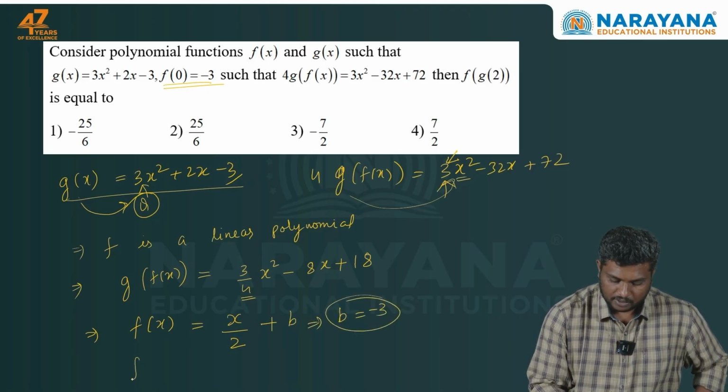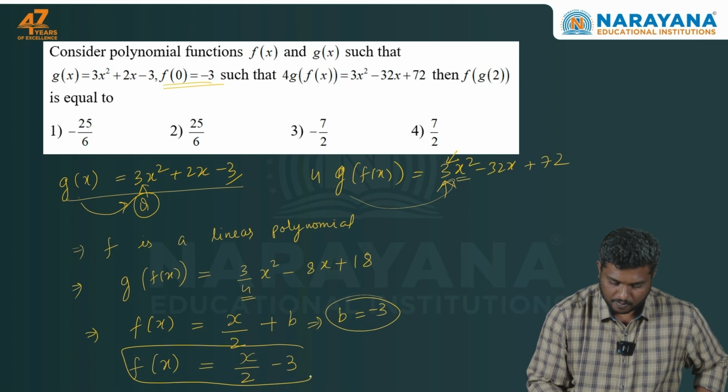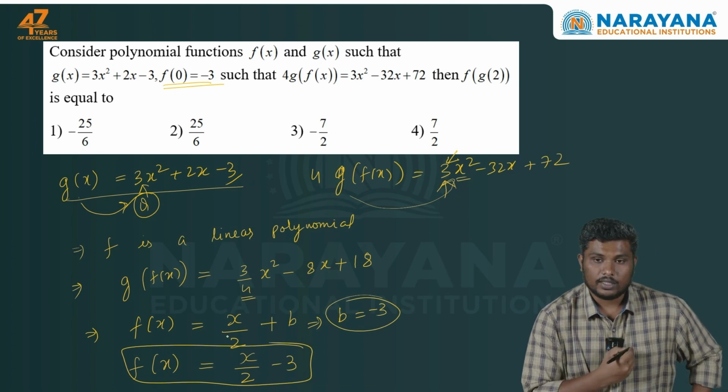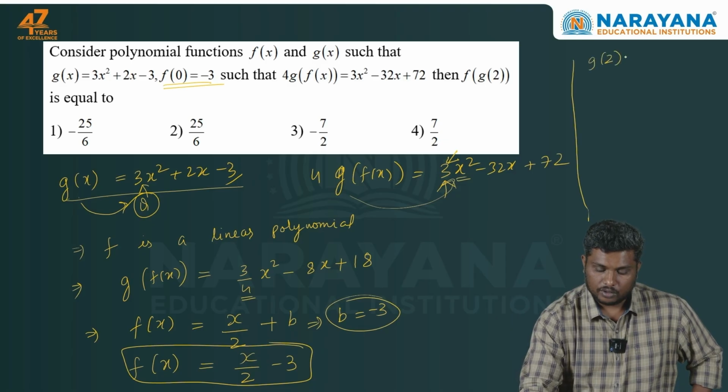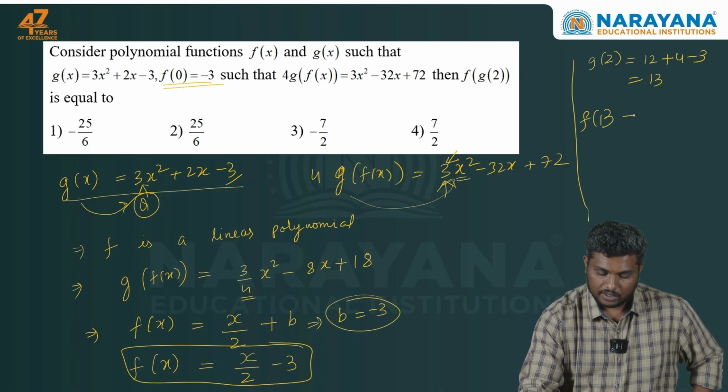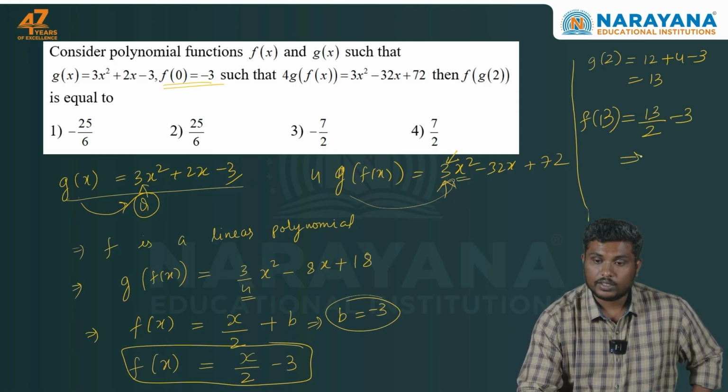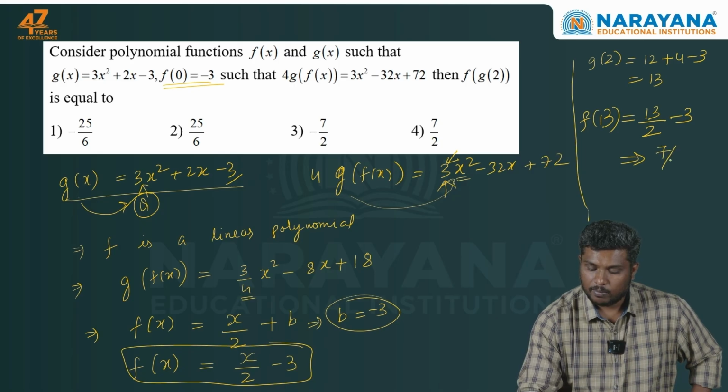We got f of x. What is f of x? X by 2 minus 3. This is f of x. Now what is he asking us to find? F of g of 2. Guys, what is g of 2? G of 2 is equal to 4 into 3, 12, plus 4 minus 3, which is 13. Now you need to find f of 13. What is f of 13? 13 by 2 minus 3, which is 7 by 2.